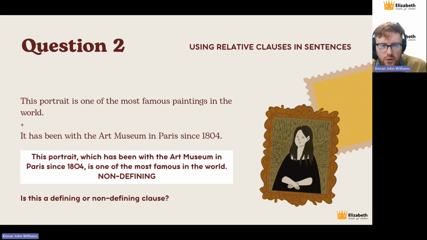Okay, so on to question two. We've got: the portrait is one of the most famous paintings in the world. It has been with the Art Museum in Paris since 1804. So again, think about how would you combine them into one sentence using a relative clause, and then you need to think, is it defining or is it non-defining?